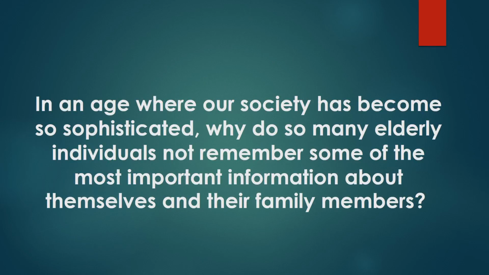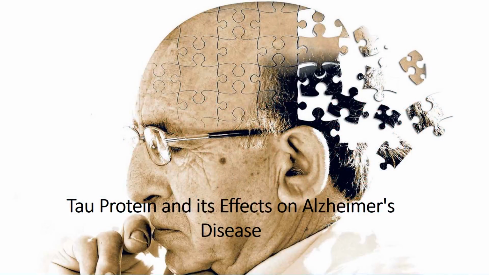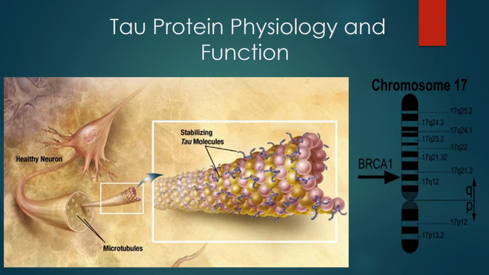In an age where our society has become so sophisticated, why do so many elderly individuals not remember some of the most important information about themselves and their family members? The simple answer is tau protein and its effects on the progression of Alzheimer's disease. So what exactly is a tau protein?